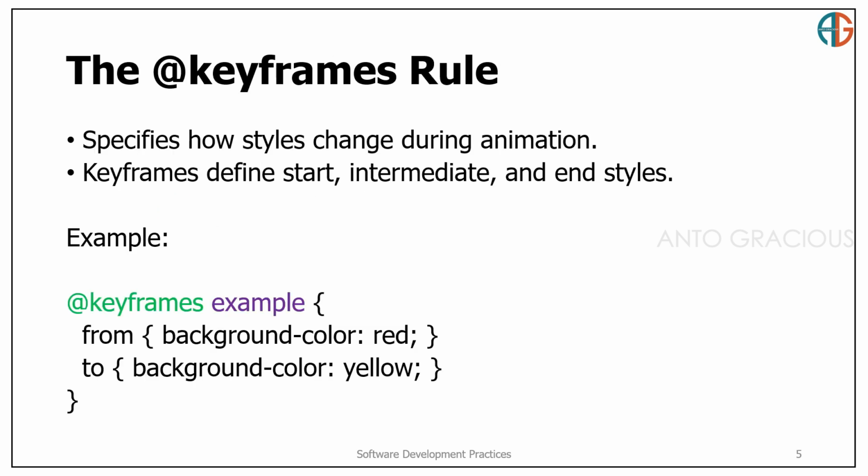The @keyframes rule is the foundation of CSS animation. It specifies how an element's styles change at different stages. Here is an example. The background color transitions from red to yellow. This forms the blueprint of the animation.